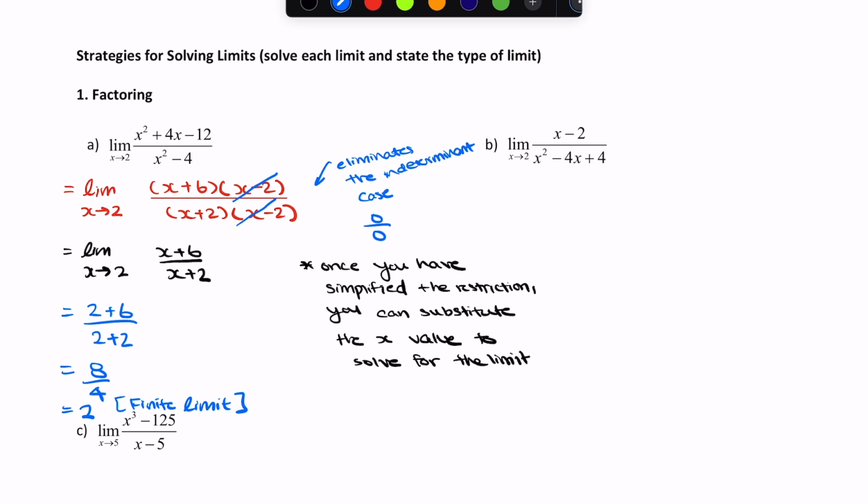Okay, so let's look at this one here. The limit as x approaches 2 of x minus 2 over x squared minus 4x plus 4. Here we can write the limit as x approaches 2. At the numerator, we have x minus 2. If we factor the perfect square trinomial at the bottom, it will give us x minus 2 squared. We can cancel out one of these x minus 2. So here we'll have the limit as x approaches 2, 1 over x minus 2.